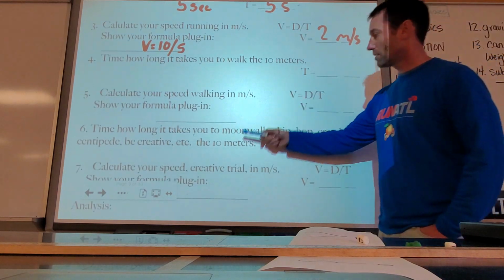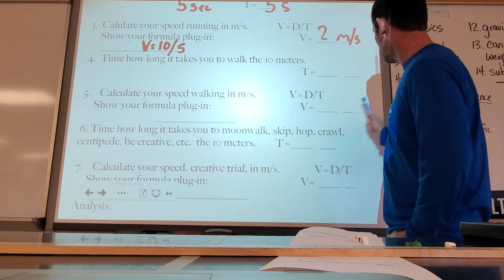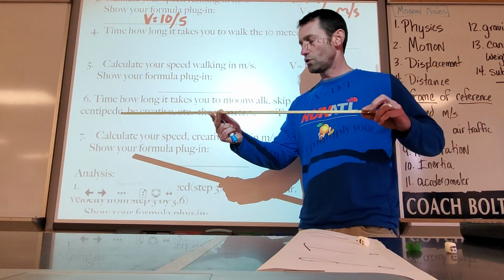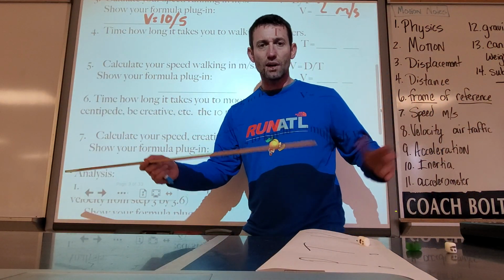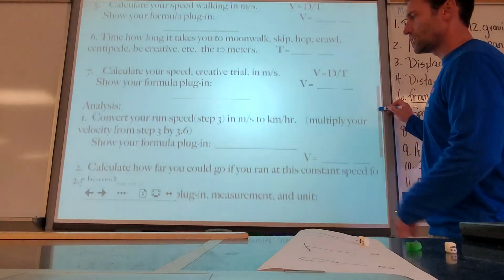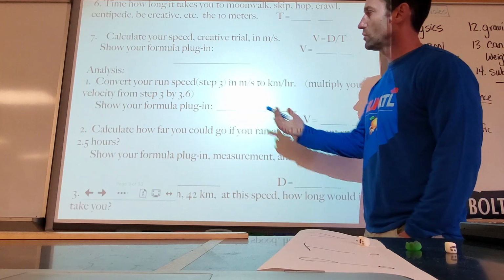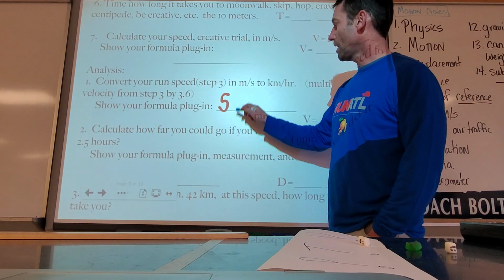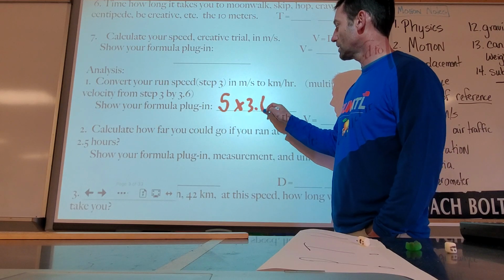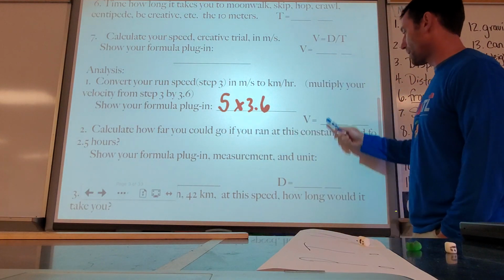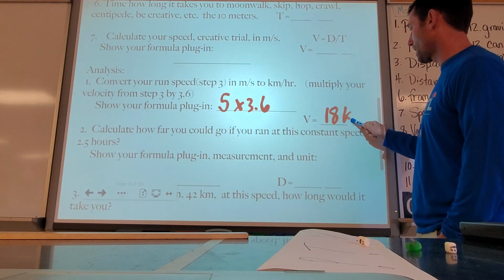Then you walk it, and then you do a creative trial. Remember, it's okay if you don't have one of these. You just take 10 big steps. That should be a meter. When you get into the analysis, you might need some help there. So what you've got to do, if my speed was 5 meters per second, for example, I would do 5 times 3.6 to get kilometers per hour. So let's say I'm about 18 kilometers per hour.